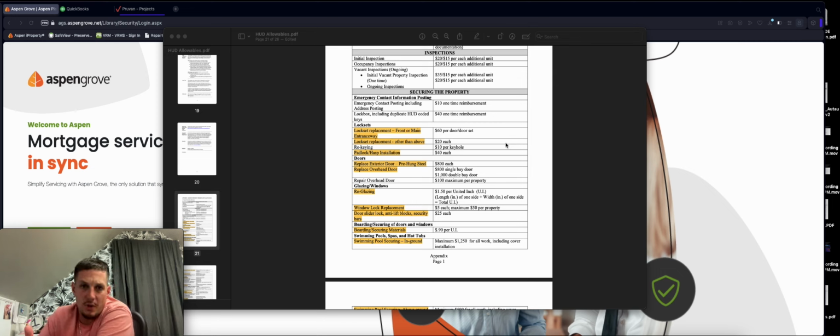Look, the lock sets are $12.99 if you buy them in bulk, and then you may have to pay shipping, but either way, it's $12.99. Nobody wants to do anything for $2.